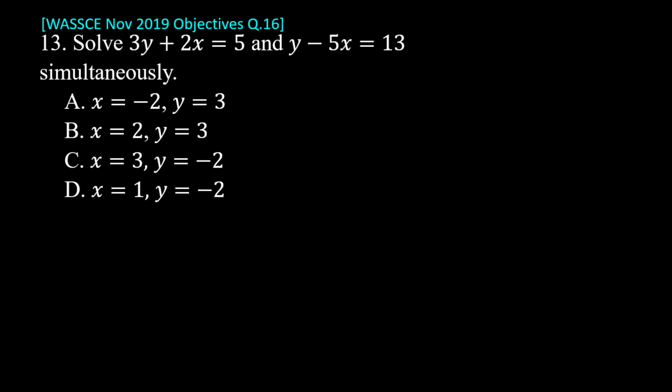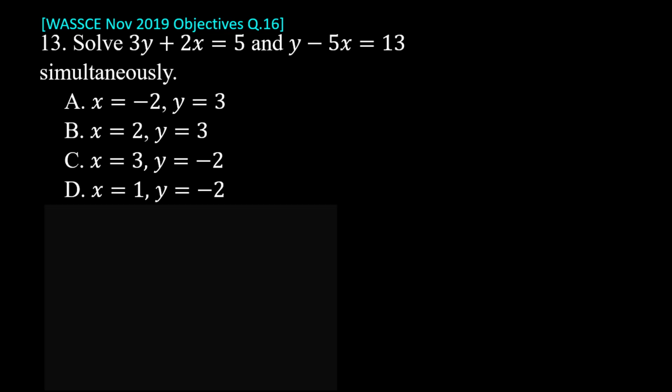So let's see how we would solve this simultaneously. First of all, we write our first equation down. We have 3y plus 2x equal to 5. Let's name it equation 1. And then the second equation, we have y minus 5x equal to 13. Let's also name this one equation 2.